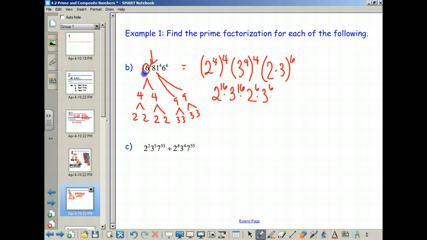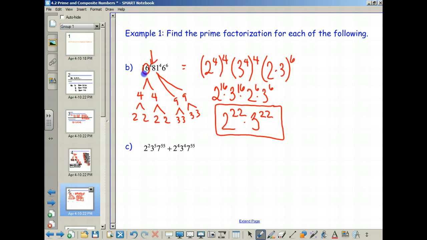Is it done? No, because it can be simplified. How many 2's do I really have here? 22. So this is 2 to the 22. And how many 3's do I have here? It's also 22. So the complete factored form is 2 to the 22nd times 3 to the 22nd.